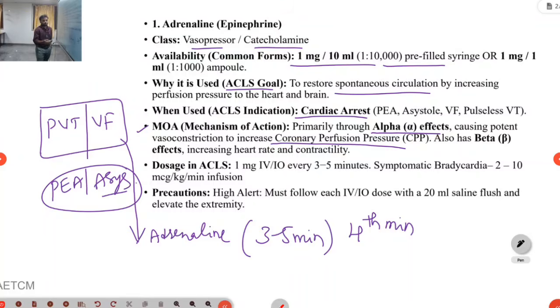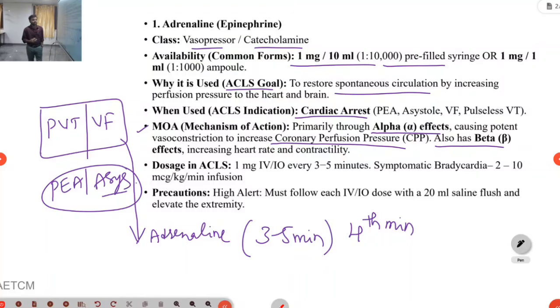It has one more action. It predominantly acts on beta-1 receptors. Where are these beta-1 receptors present? They are present on the myocardium of the heart. We know the layers of the heart: epicardium, myocardium and endocardium. After giving adrenaline, it will act on the myocardium of the heart, which will cause improvement in the contractility of the heart.